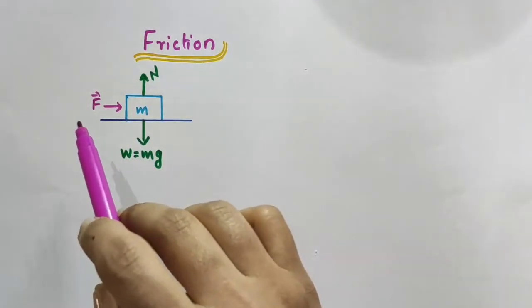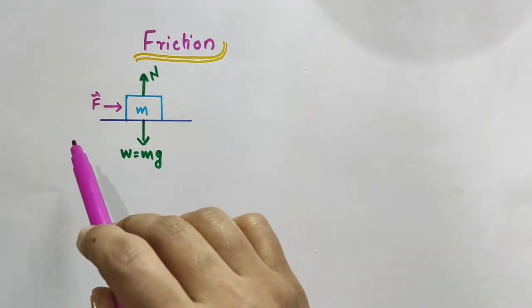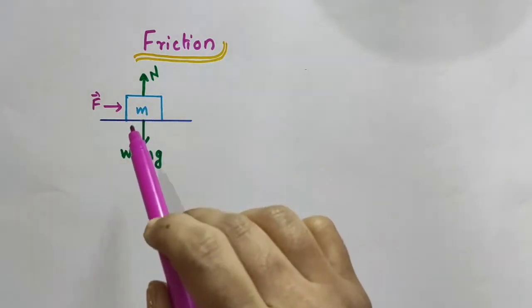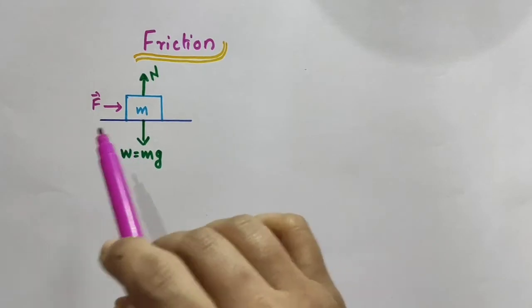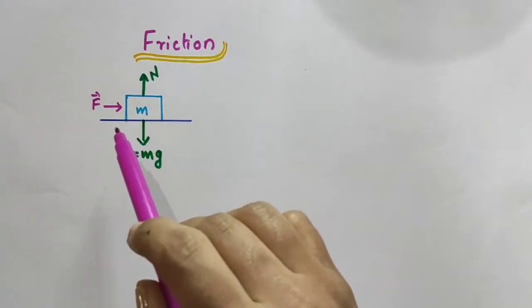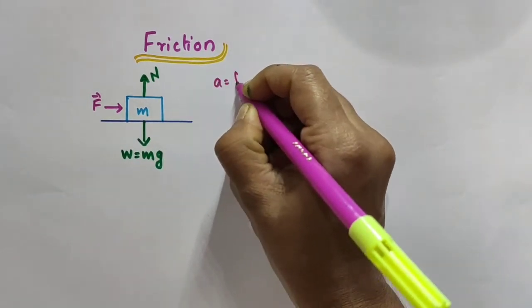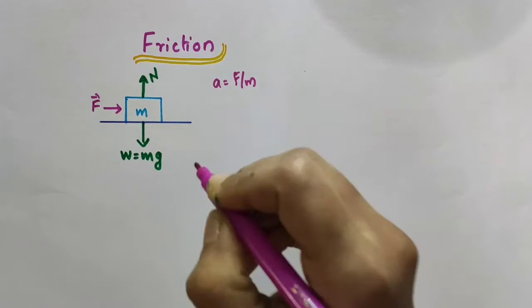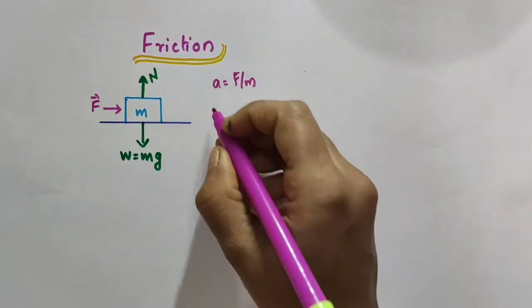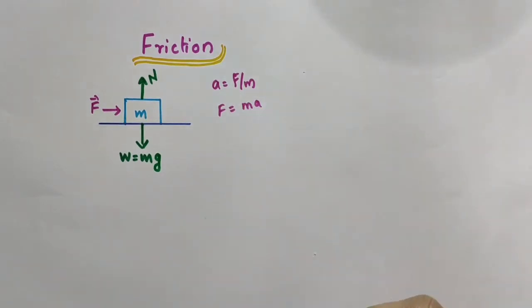If this applied force F is small, it may not be enough to move the object. But we know that if this were the only external force acting on the body, the body should move with an acceleration a equal to F divided by m, because from Newton's second law of motion, F is equal to m into a, so a is equal to F by m.